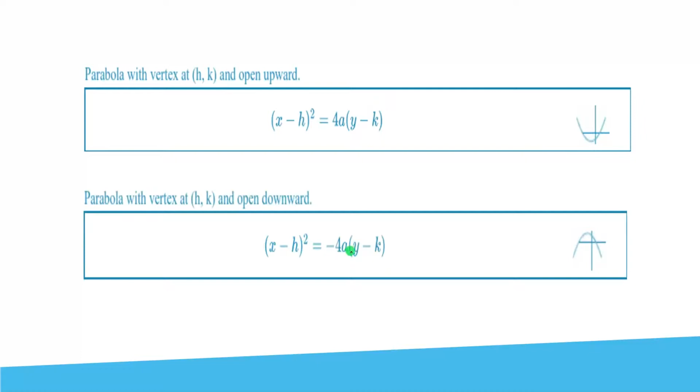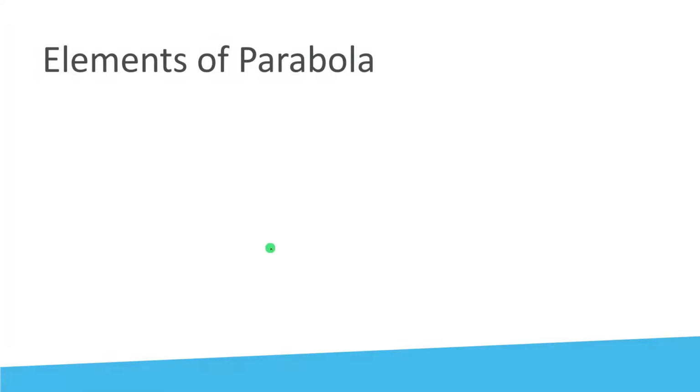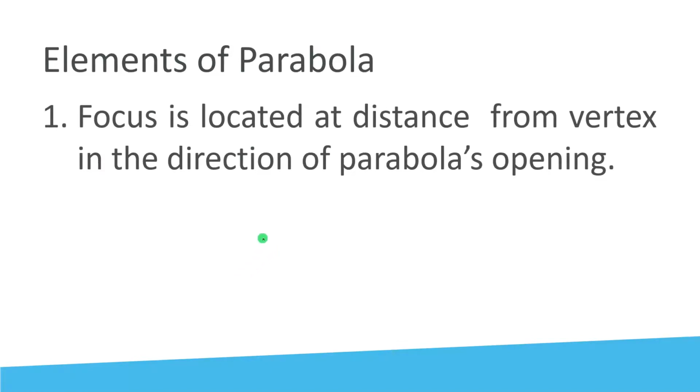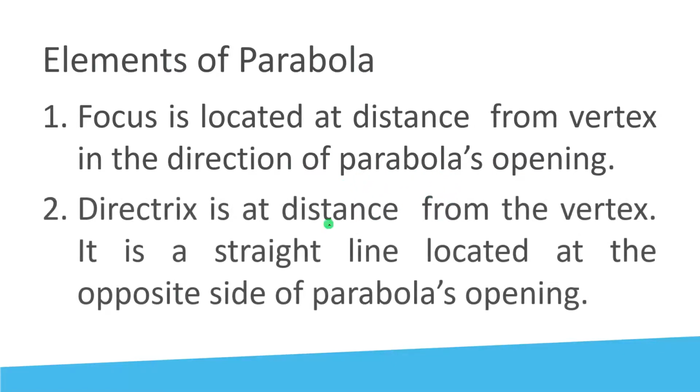Elements of a parabola: the focus is located at distance a from the vertex, in the direction of the parabola's opening. The directrix is at distance a from the vertex, and it is a straight line located on the opposite side of the parabola's opening.